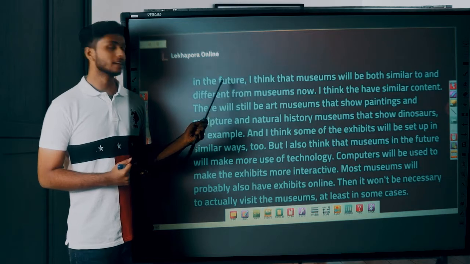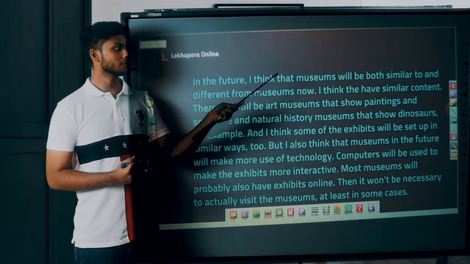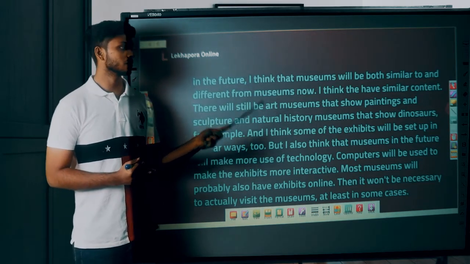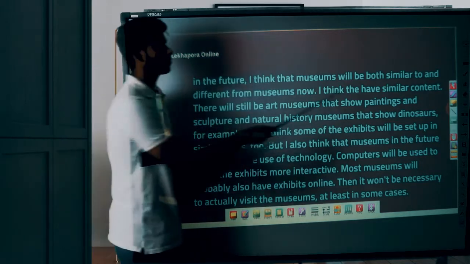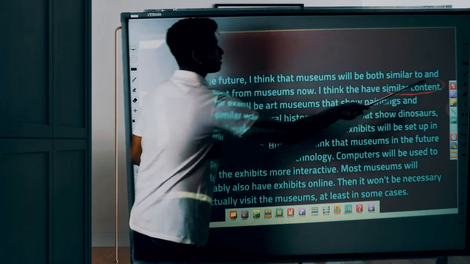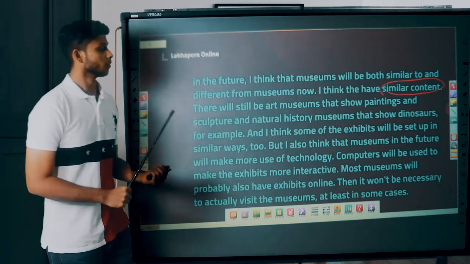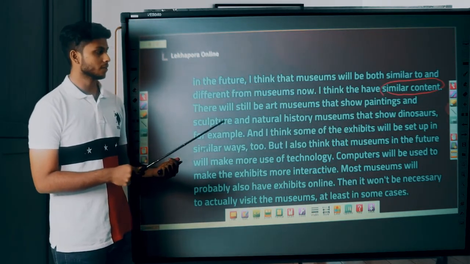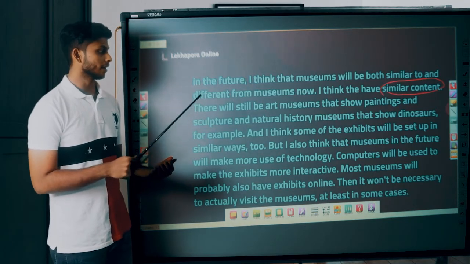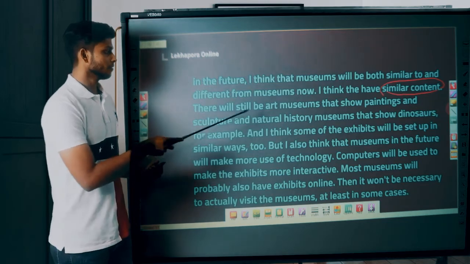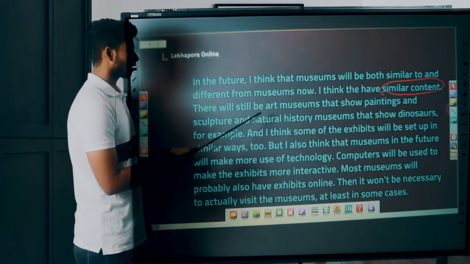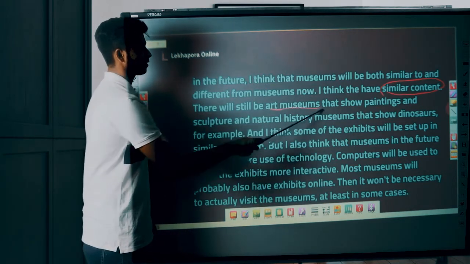So in the first line, I said I think in the future the museums will be both similar to and different from the museums now. Then I provide some similarities. I think they have some similar content. This is the first similarity. Then I said there will still be art museums that show paintings and sculpture, and natural history museums that show dinosaurs, for example. So this is the second similarity, art museums.